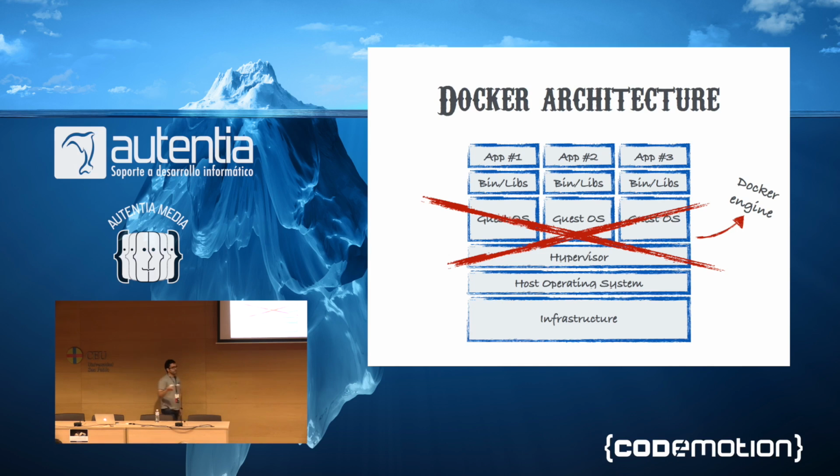So the layer in the middle disappears, and we have the Docker engine. So we basically have a kernel that is compatible with the things that I said before, C groups and namespaces, and then we can run our applications and the user namespace applications of Ubuntu or CentOS or whatever on top of that.